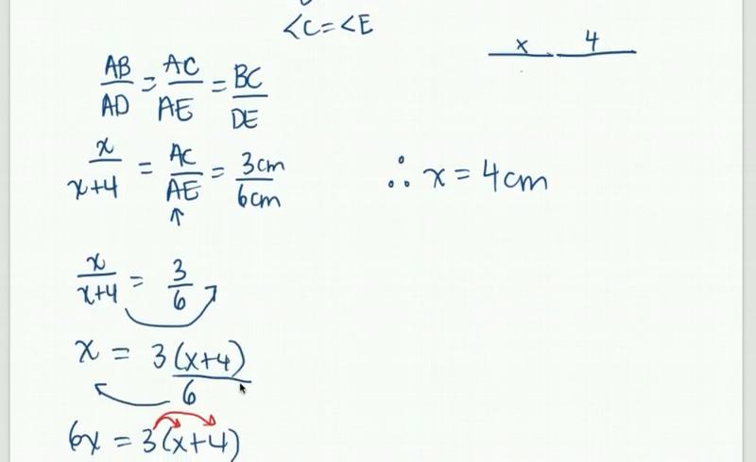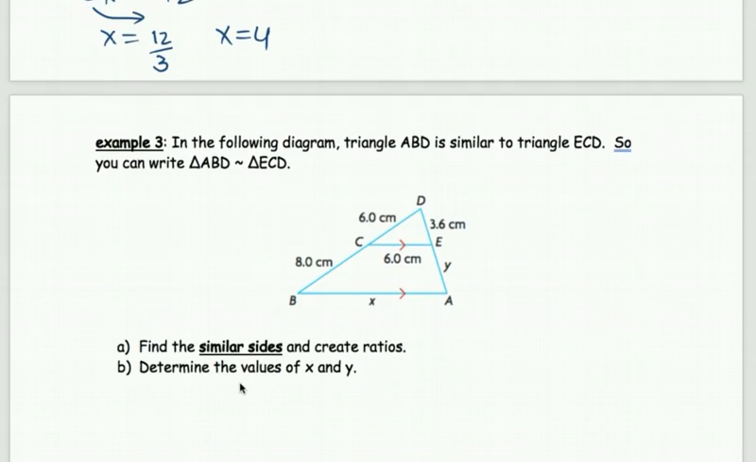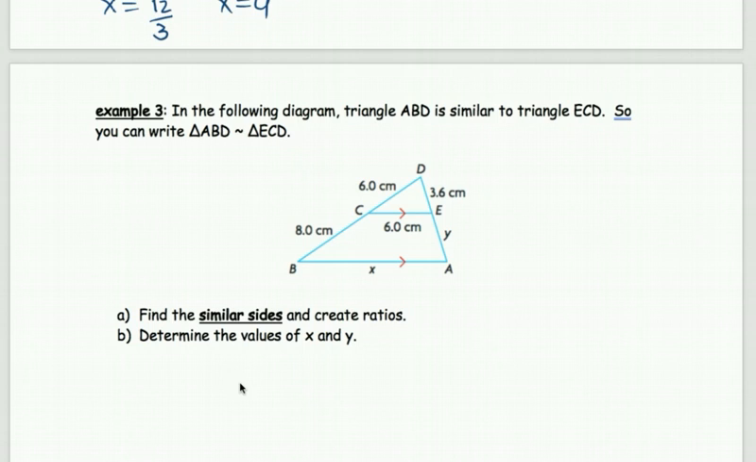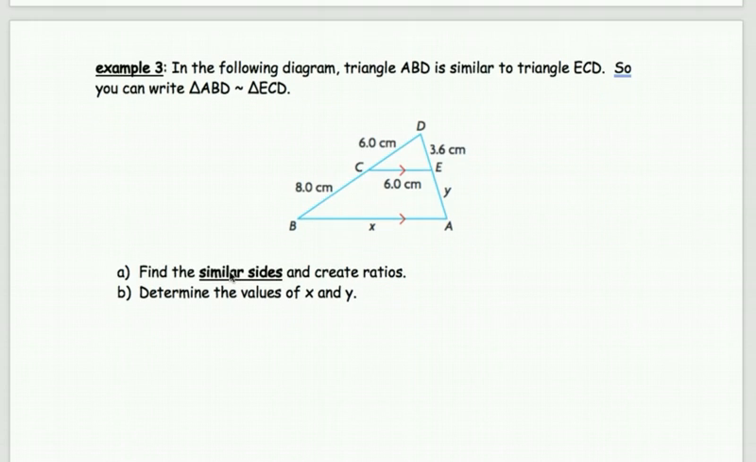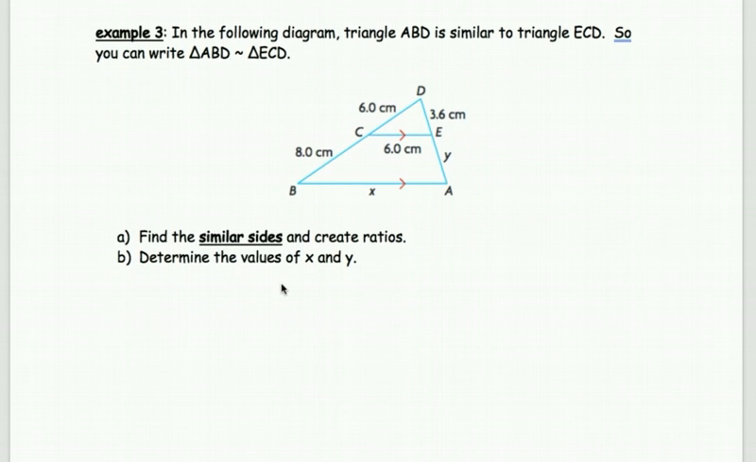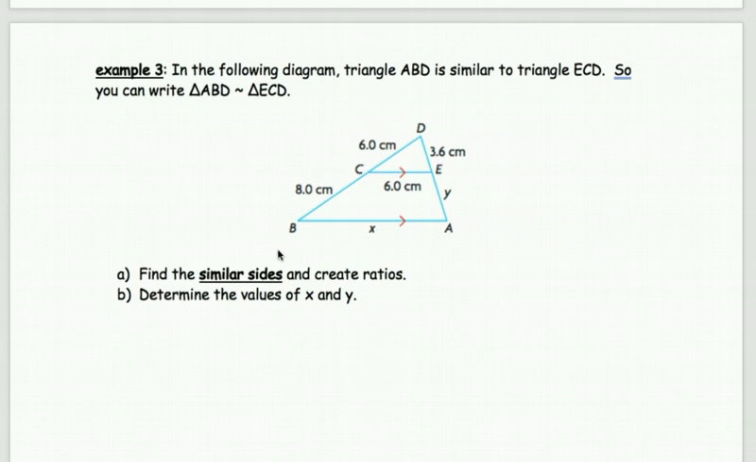Okay. All right, last example here, and this one requires you to find a couple different variables. So yeah, it's probably the hardest one, but if you can do it, then you're good to go for today. All right, so we have a triangle ABD. So where is it? ABD is similar to triangle ECD.